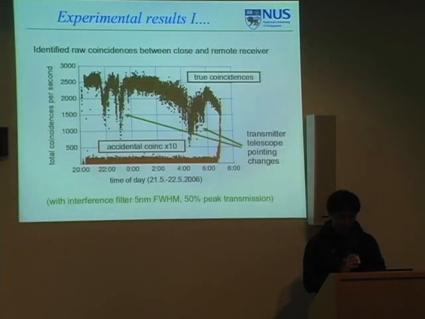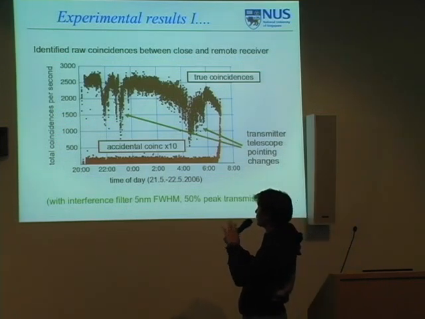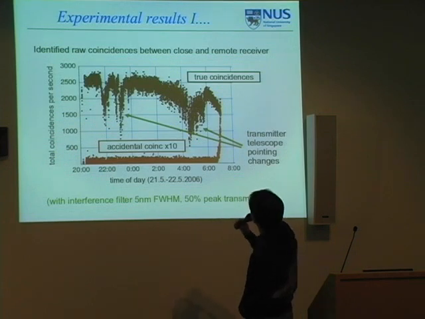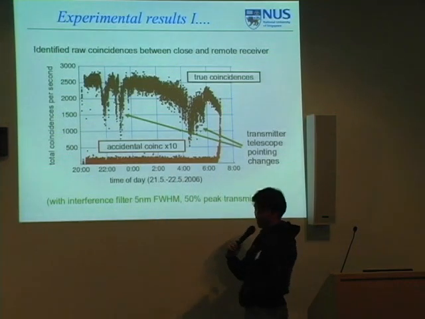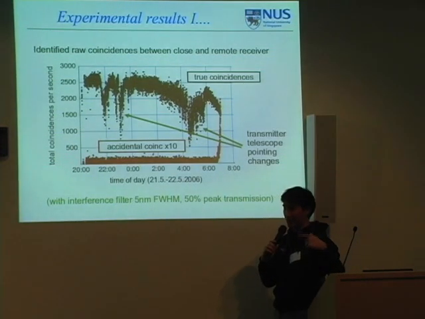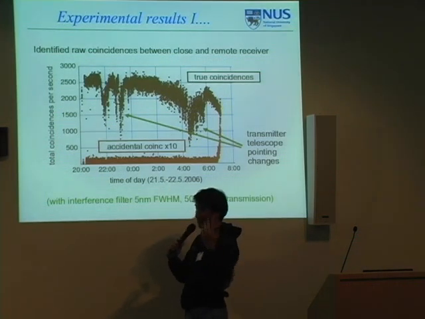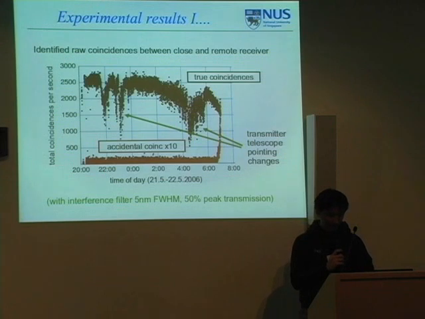So this is the first graph of experimental results. Just to measure raw coincidences first, without any secure key, we get about 2,500 per second. This is just the background count, which we call accidental coincidences. It goes click, click, click. You think you have a coincidence, but these come from stray light, the noise in your detectors and all that. To suppress all these accidentals, we actually use interference filters.